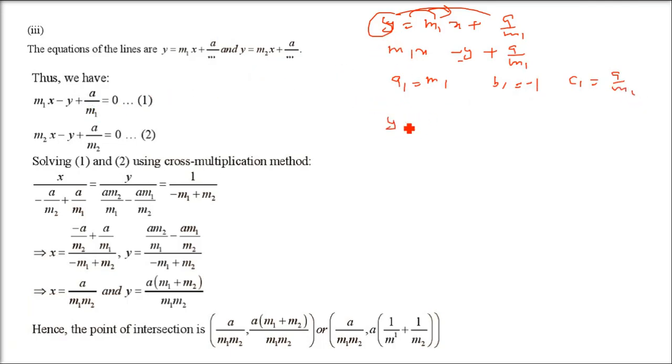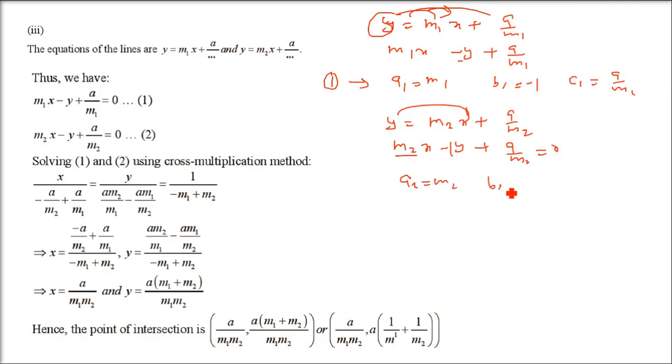Coming to the second equation. Second equation will be y equals m2x plus a by m2. Same thing we are going to do. Now y we are taking on the right hand side. So m2x minus y plus a by m2 equals 0. So a2 is m2 and b2 will be minus 1, and this c2 will be a by m2. The formula we know. Directly we are going to put here.